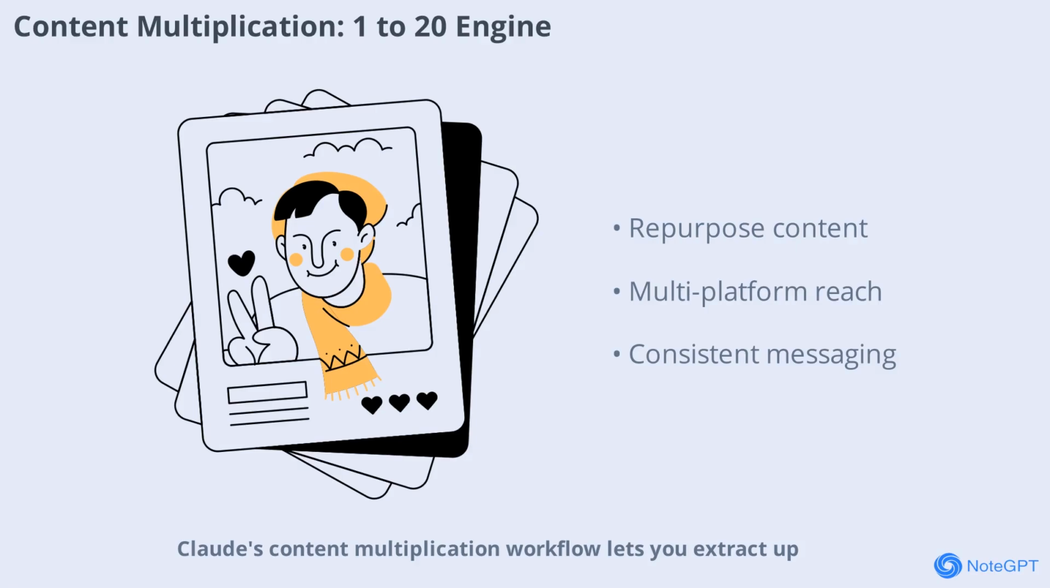Claude's content multiplication workflow lets you extract up to 20 assets from a single long-form script. For example, one video script can become 5 YouTube shorts, 5 Instagram reels, 2 carousels, 5 LinkedIn posts, an email newsletter, and 10 hook variations. This maximizes your reach and keeps your message consistent across platforms.